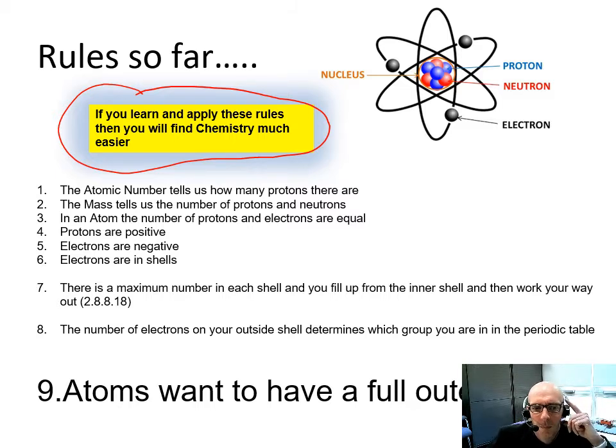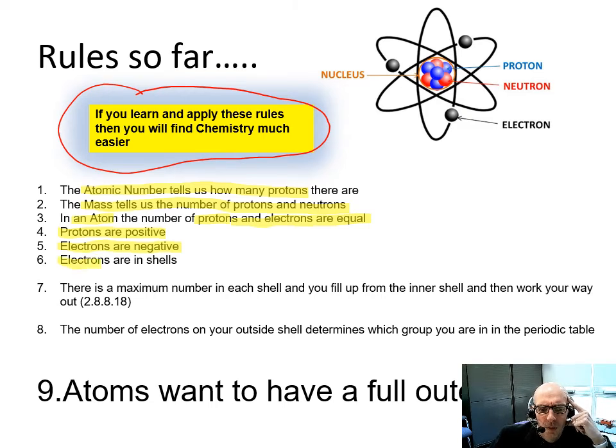So rule number 1. When we're looking at the periodic table and elements, I'm going to change to a highlighter for a second. Rule number 1, the atomic number tells us how many protons there are. And the mass tells us how many protons and neutrons there are. In an atom, every single atom, protons and electrons are equal. So if you've got 12 positive charges, you have 12 negative charges. 12 protons and 12 electrons. Protons are positive, electrons are negative. And that's what we've covered in lessons 2, 3, 4 and 5 of chemistry so far.